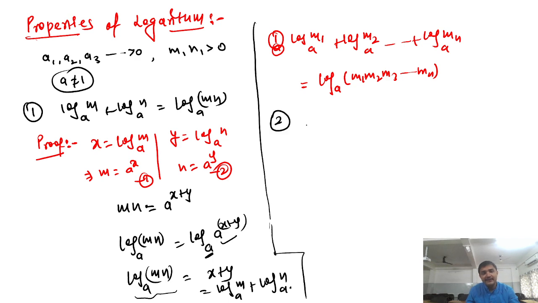Second property. If we are having a difference of logarithms, log m base a minus log n base a, instead of plus, that can be written as log of m by n base a. We can also write it as log of m by n. Sum can be converted into product and difference can be converted into division. How is it so?